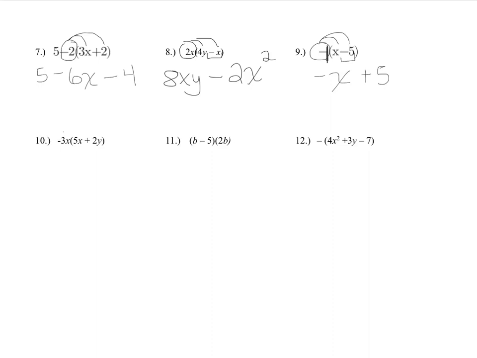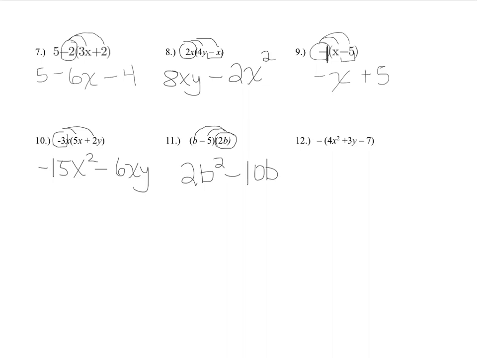All right, number 10, I'm distributing the -3x to 5x and 2y. -3x times 5x is -15x squared, and -3x times 2y is -6xy. Done. Number 11, what's being distributed is to the stuff on the right. 2b is getting distributed to b to give me 2b squared, and then 2b is getting distributed to -5 to give me -10b. So the final answer is 2b squared minus 10b.